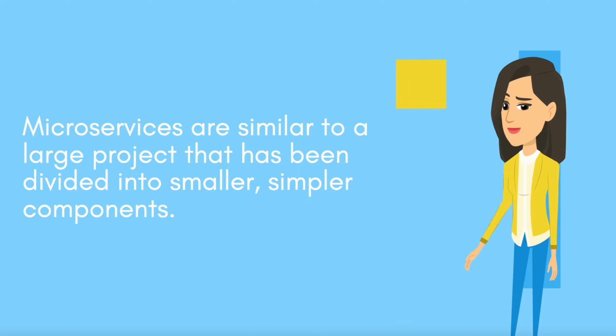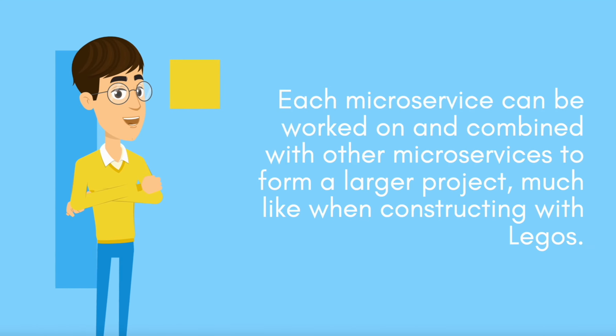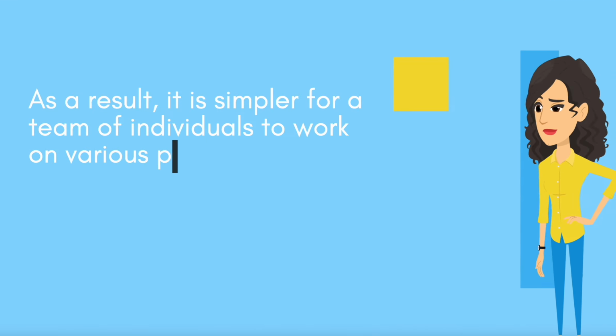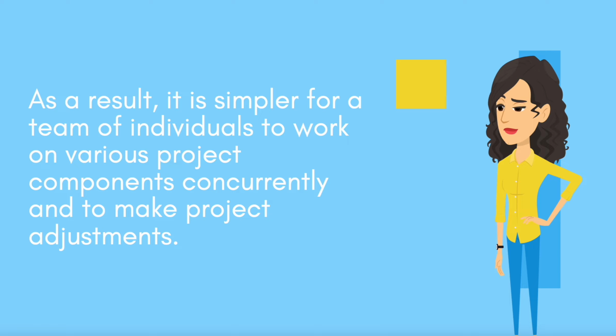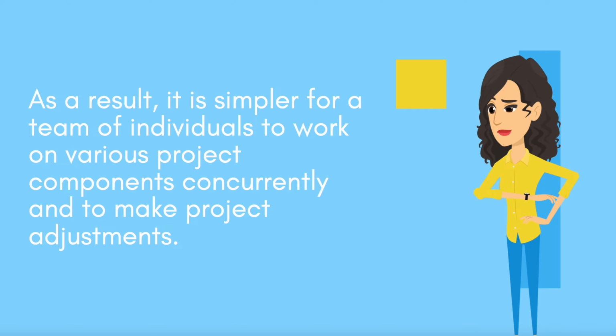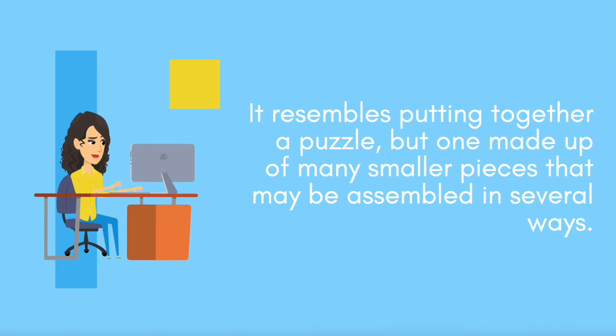Microservices are similar to a large project that has been divided into smaller, simpler components. Each microservice can be worked on and combined with other microservices to form a larger project, much like when constructing with Legos. As a result, it is simpler for a team of individuals to work on various project components concurrently and to make project adjustments. It resembles putting together a puzzle, but one made up of many smaller pieces that may be assembled in several ways.